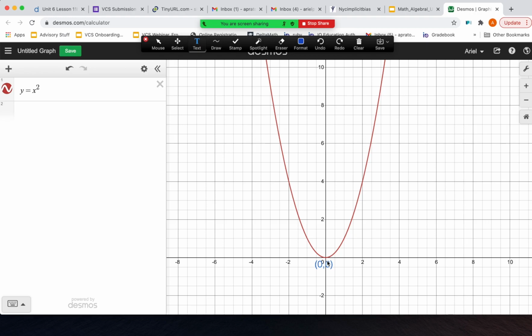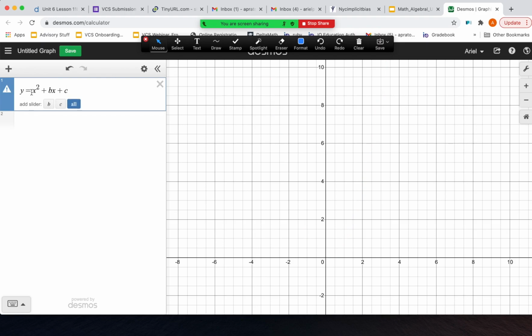X-intercept, right? Makes sense. So we're going to look at what happens when I add a linear term or subtract a linear term to this. And so the standard form of a quadratic function is ax squared plus bx plus c. This is the standard form. We're only going to work with x squared right now, so a coefficient of 1 here, and we're not really looking at any constant terms. We're only looking at the linear term.